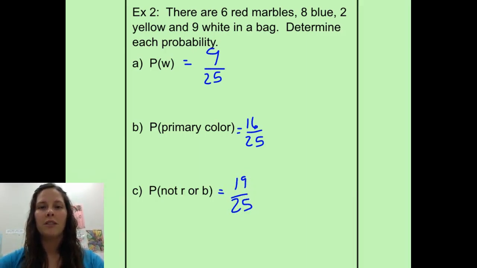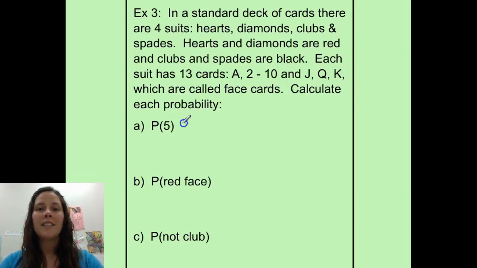Our final example has to do with a deck of cards. The longer I teach, the less it seems my students know about what's in a deck of cards, so I have it all listed out here for you. There are 4 different suits: the hearts, diamonds, clubs, and spades. Hearts and diamonds are red suits, and clubs and spades are black suits. Within each suit, there are 13 different cards: ace, 2 through 10, and jack, queen, and king. Those last 3 are called face cards. When you look at a deck of cards, the jack, queen, and king all have faces on them.